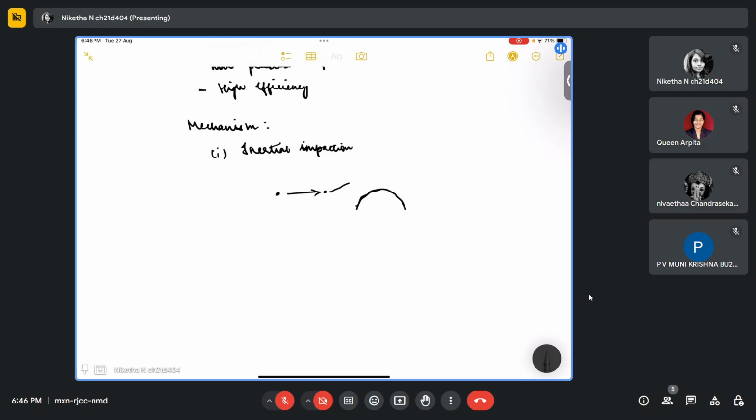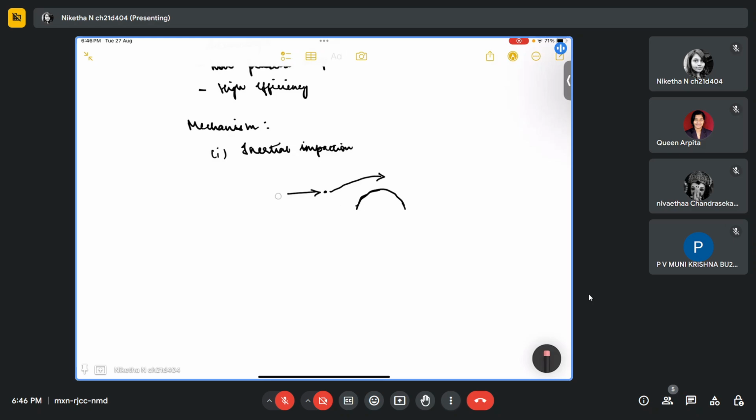So the lightweight particles can easily bypass the object, and they can go up. They can easily shift their direction because they are light in weight. Whereas when you have a heavy particle, because of inertial force, it cannot change its direction so easily.